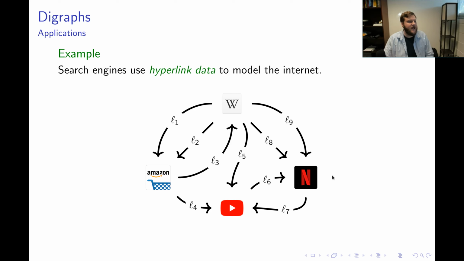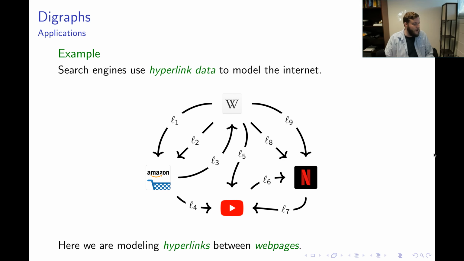The idea is that these are important web pages and they link to one another. L1 here is my first arrow in this directed graph, and it represents a link that takes you from Wikipedia to Amazon. Here, L7 represents a link from Netflix to YouTube, and so on and so forth. So in this situation, what we're doing is modeling hyperlinks between web pages.